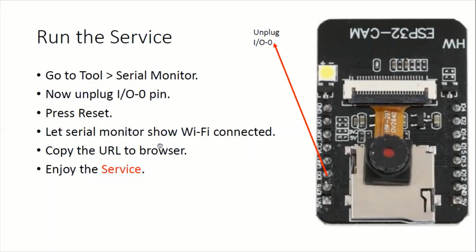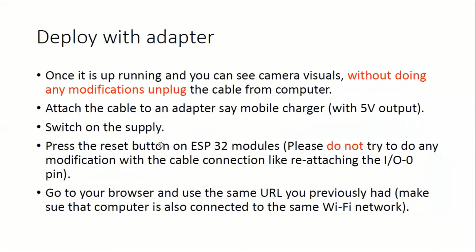After running the service, you should also notice that the cable is connected to the computer. But if you want to deploy it to some external place without the help of your computer, you can do that as well. Just be careful, don't change any configuration. Just remove the USB cable from the computer or the laptop, whatever you are using, and attach it to an adapter, such as a mobile charger. It should be about 5-volt output. Then switch on the supply.